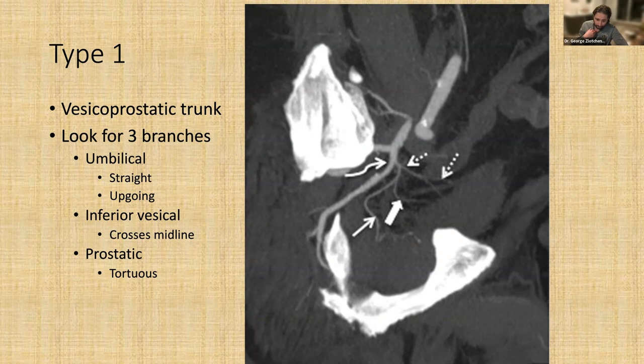So you want to look for these three branches. You have the umbilical branch, because usually, like I said, it's a trifurcation. It's straight and upgoing. There's an inferior vesicular that crosses midline, because that's where the bladder is. So it's going to cross midline. It'll be higher than the Foley catheter if you're using Foley catheters in your procedures. And then the prostate artery is the tortuous one. It's going to be much more tortuous than any of these other branches.